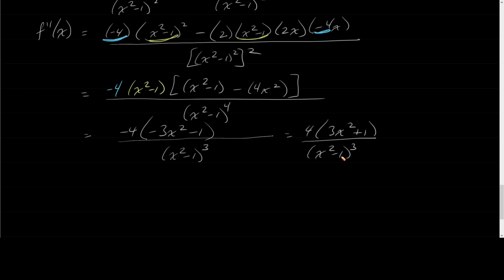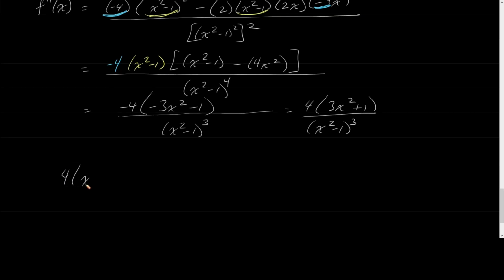So now, at this point, we say, well, what can we do here? We need to set this equal to 0, right? Because if you recall, what we're trying to do here is find concavity, find where it's concave upwards or downwards. So we need to compare the second derivative to 0. So if I take 4 times 3x squared plus 1 over x squared minus 1 cubed and set that equal to 0, well, I have a fraction equaling 0. The only possible way for that to happen is if the numerator itself is equal to 0.